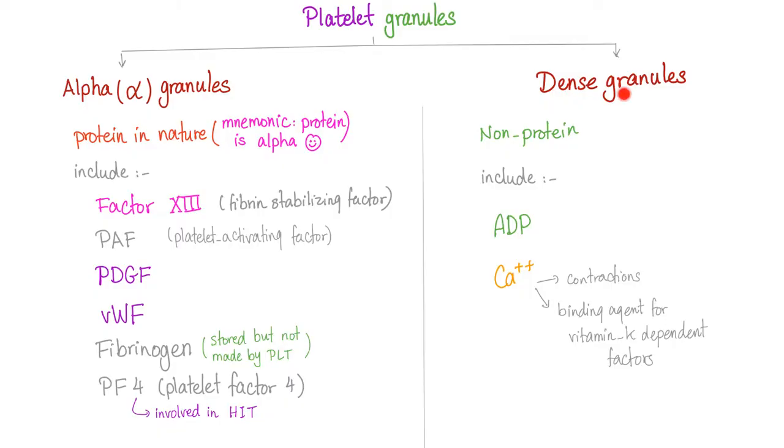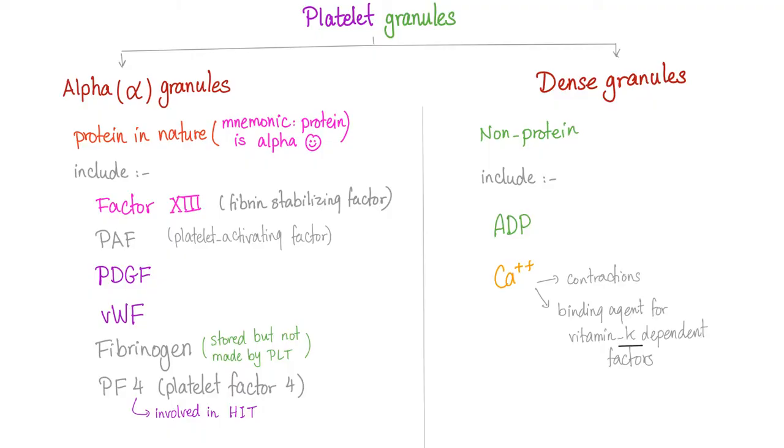Dense granules, on the other hand, they are not proteins. Only the alpha are proteins, and they include ADP and calcium. Why do you need calcium? Calcium is the hero of contraction, contract and release. Calcium is the binding agent for vitamin K dependent factors. What are the vitamin K dependent factors?